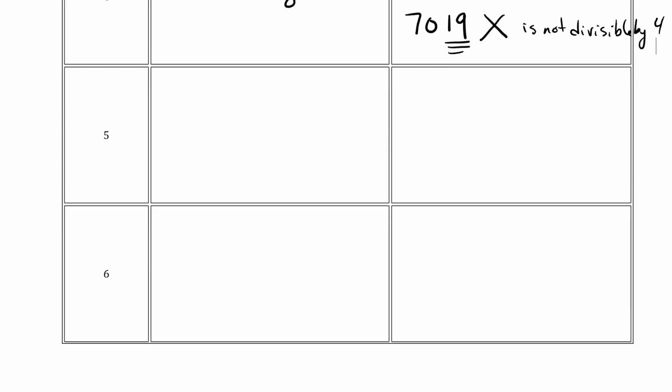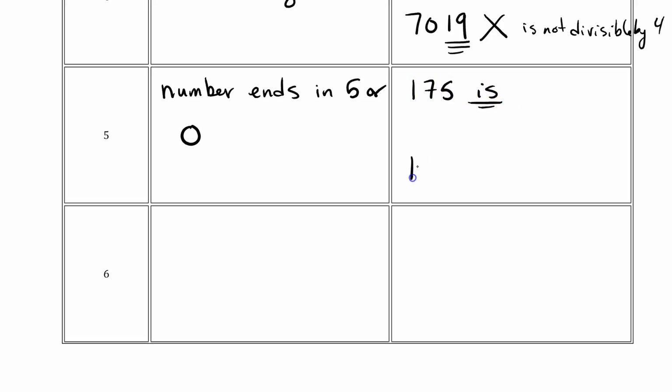We know something is divisible by 5. That's pretty easy: if the number ends in 5 or 0. So just quickly, 175 is, 174 is not.